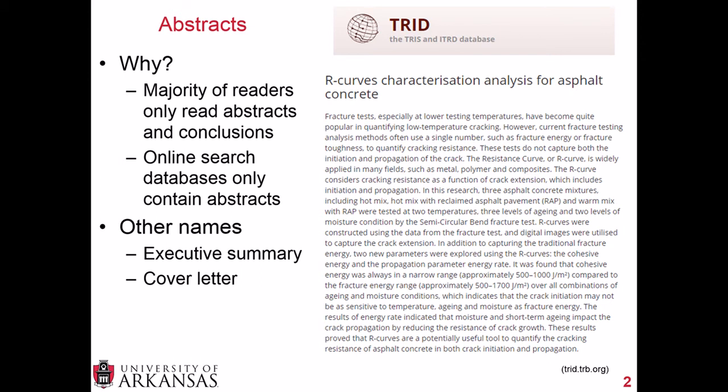Here is an example of a summary found in the TRID database, and this is the abstract of the paper, R-Curves Characterization Analysis for Asphalt Concrete. So if you perform a TRID search and click on, for example, R-Curves, this will be the first thing that pops up, the abstract. So you want to make sure it is well written, and you want to make sure that the abstract sells your work, because immediately under this abstract is a link to a URL to the full paper. And so after people read this abstract, you want them looking for more.